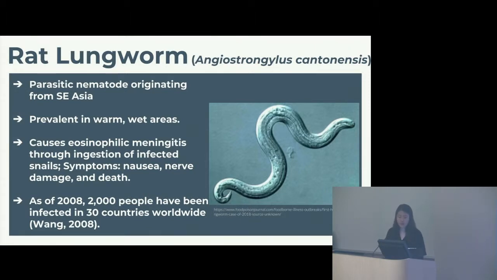Rat lungworm is dangerous because it causes an infection called eosinophilic meningitis in humans through the ingestion of snails that contain these parasites. Symptoms of this infection can include nausea, nerve damage, and at worst, death. As of 2008, 2,000 people have been infected in 30 countries worldwide. To relate this back to Hawaii, in 2017, 18 cases alone of rat lungworm disease were reported in Hawaii, along with 2 cases in this year alone. So in the past 4 months, there's already been 2 cases.